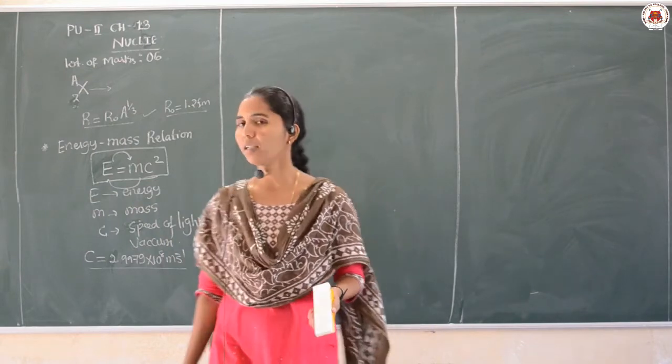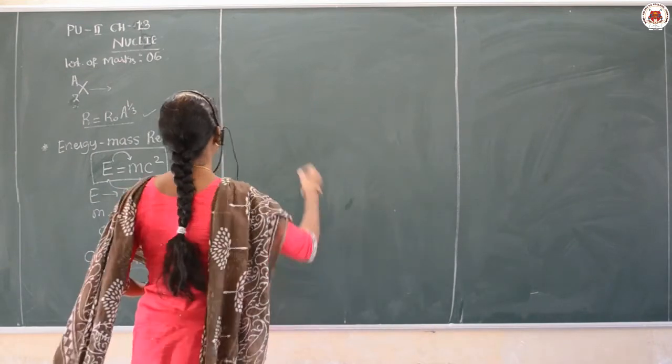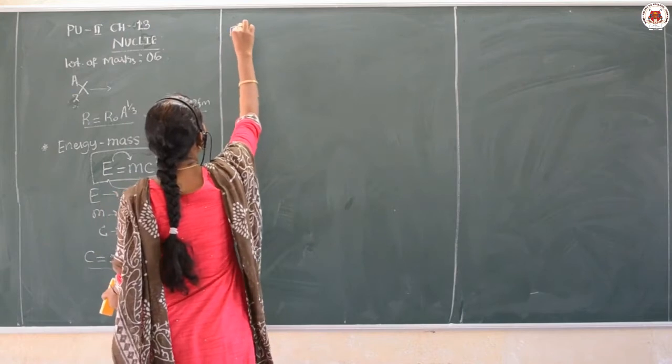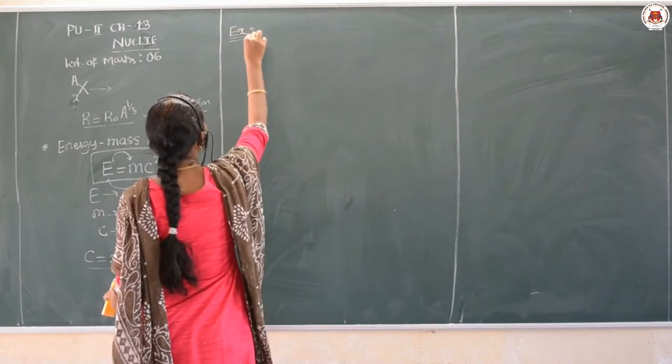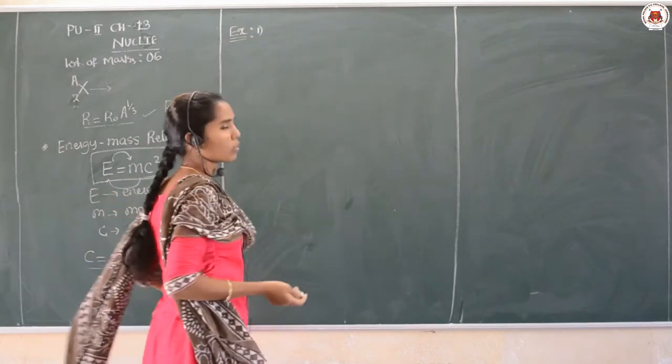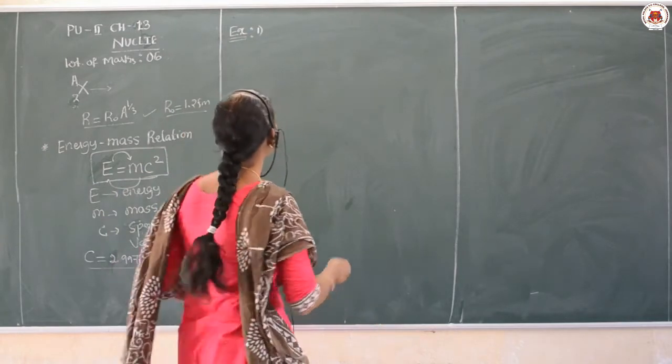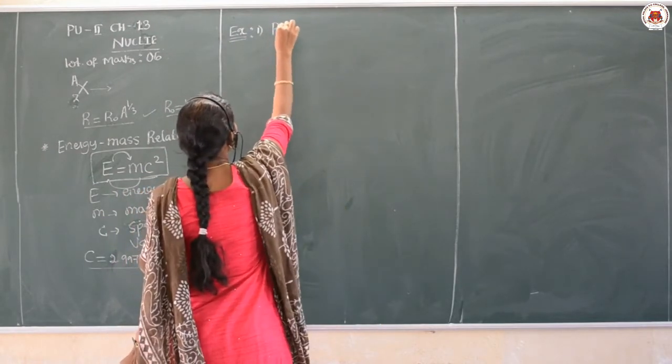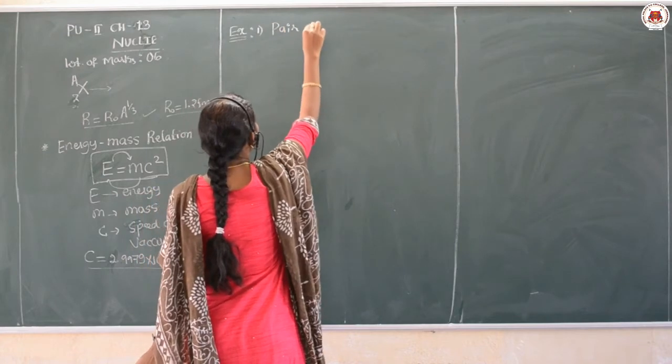Okay. Then now let us move to a few examples of how the energy can be converted into mass and vice versa. See, here we talk about two processes. One is called pair annihilation.